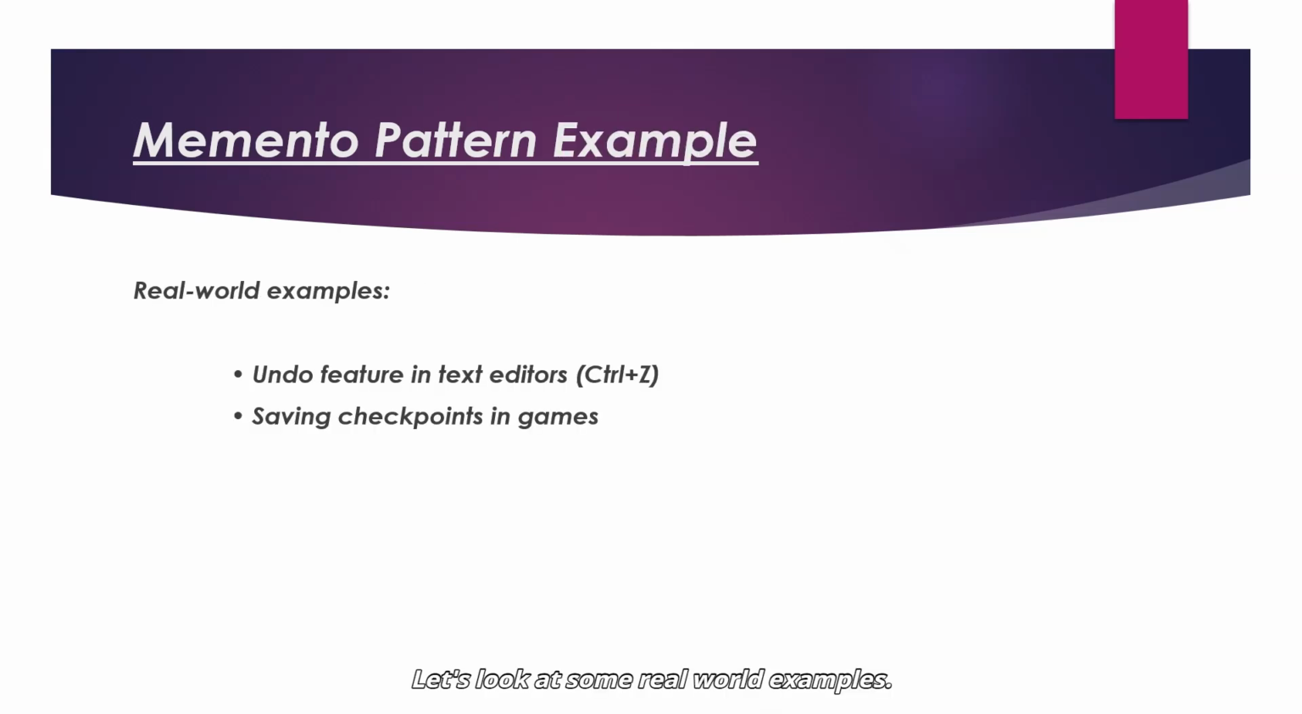Let's look at some real-world examples, undo and redo in Microsoft Word. Every time you make a change, Word captures a snapshot of the document. When you hit undo, Word restores a previous snapshot from history. In gaming, saving checkpoints is another brilliant example. Games like Call of Duty or Zelda allow players to save their progress, so if they fail, they don't start from the beginning, but resume from a checkpoint. Both of these functionalities depend heavily on the principles of the memento pattern.